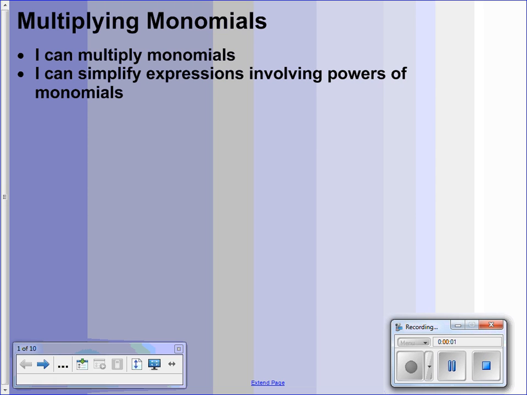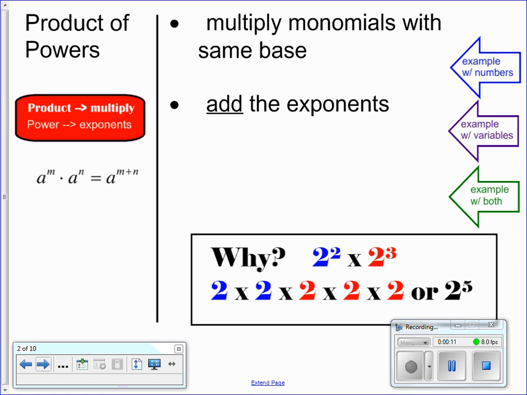In this lesson, we'll be talking about multiplying monomials. At the end of the lesson, you should be able to multiply monomials and simplify expressions involving powers of monomials. So we have the product of powers. So we are multiplying numbers with powers.